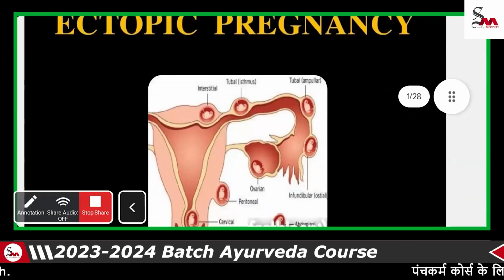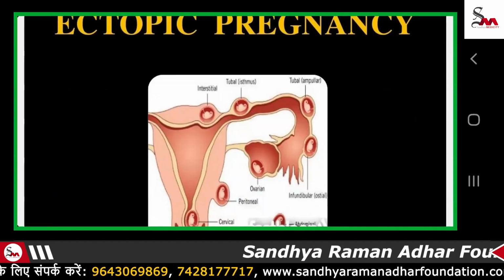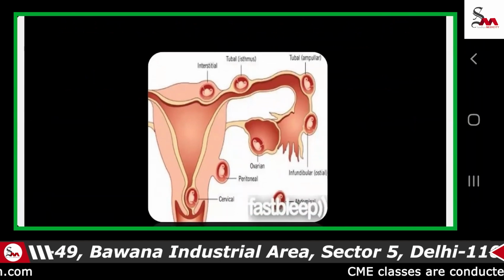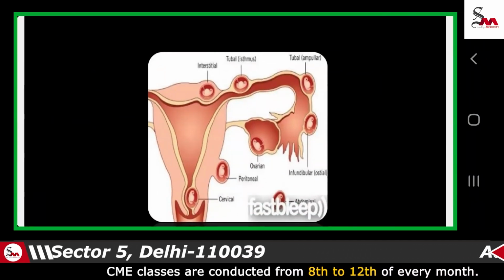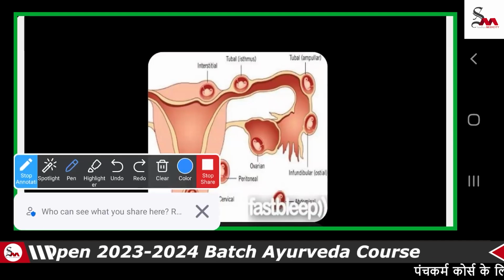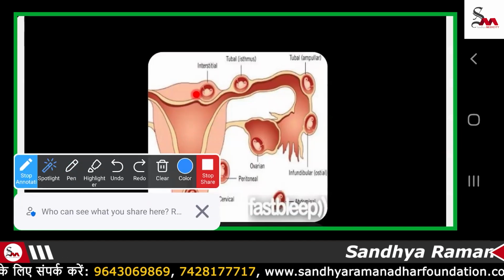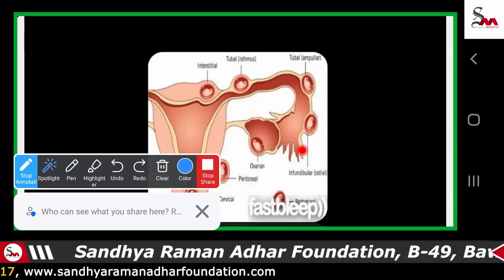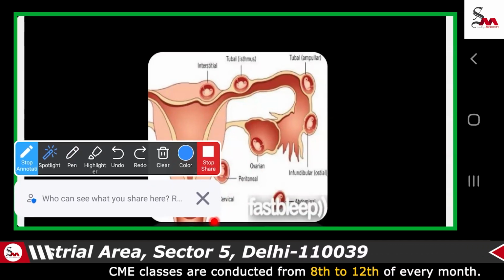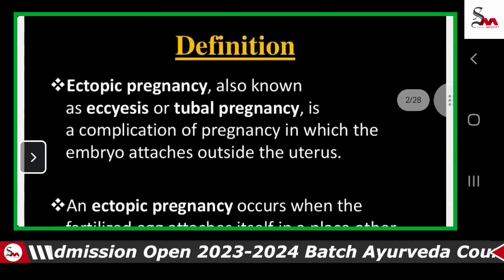Ectopic pregnancy. As we see in the figure, the parts of the fallopian tubes are shown: an ovary, peritoneal cavity, cervix. The implantation or the fetus is shown in areas other than the uterus. And when pregnancy continues in areas other than the uterus, it comes under ectopic pregnancy. See, here the uterus is blank. If it is in the interstitial part of the tube, or tubal isthmus, or ampullary part, or infundibular part, or in the ovary, or in the peritoneum and the cervix, then it is ectopic pregnancy.